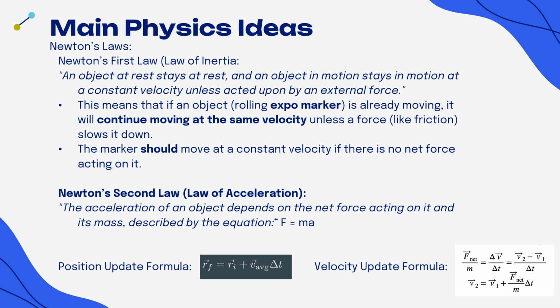We also use Newton's second law, which is the law of acceleration. The acceleration of an object depends on the net force acting on it and its mass, described by the equation F = ma. We also use the position update formula, which was used in our Tracker and our GlowScript code, as well as the velocity update formula, to understand that the velocity we wanted was constant.